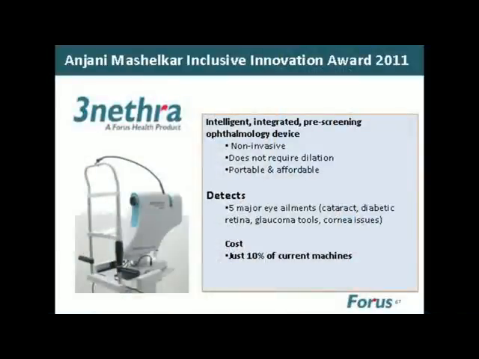The 2011 award winner was equally incredible. He created this Trinetra. What does it do? It does screening of the eye for 5 elements. Whether you have cataract, whether you are diabetic retina, whether you have glaucoma, whether you have cornea issues. It's completely non-invasive, does not require dilation, portable and affordable, just 10% of the current machine.